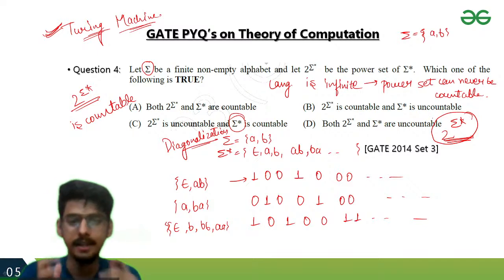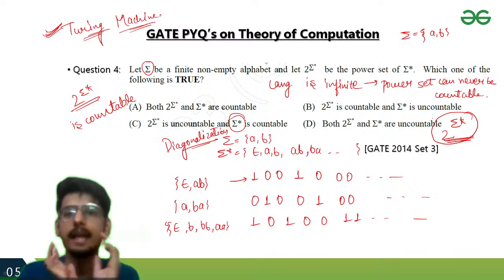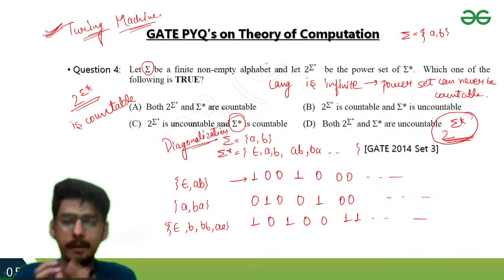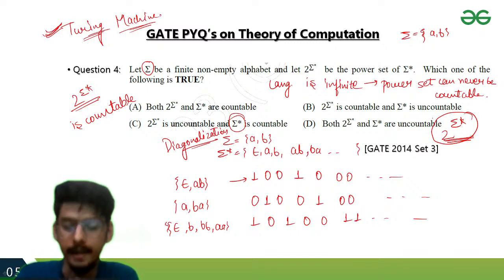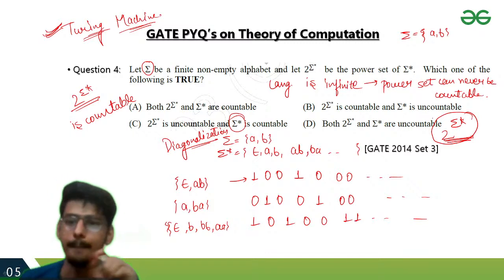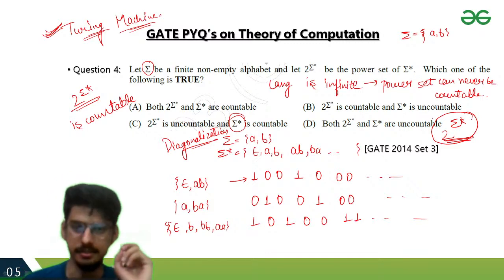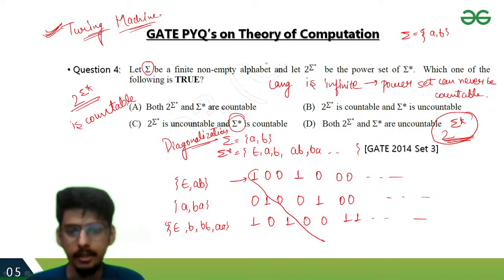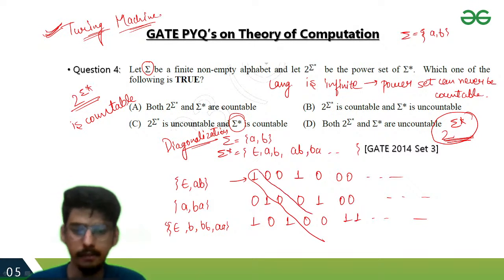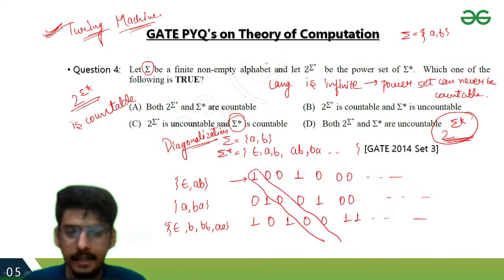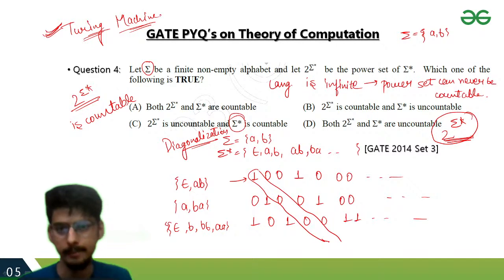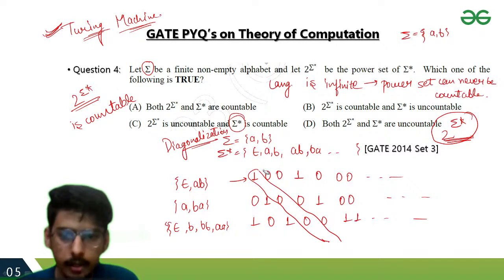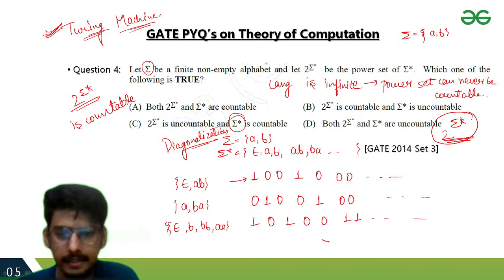Now, till now I am assuming that yes, 2 to the power sigma star is countable, right? And I am going to map every element to a binary string. Now, if I take the diagonal of this table, this table will be very large. But if I take the diagonal of all these elements, the diagonal elements of every row, okay, this will not be this.